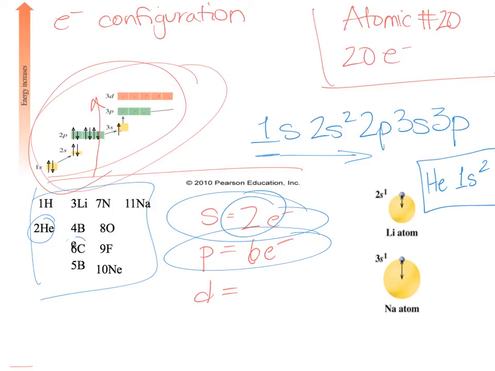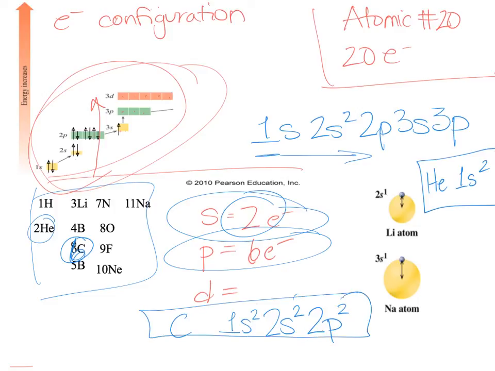What about carbon? Carbon is 1s2. That's filled. 2s2, that's filled, but 2 plus 2, I only have 4 electrons placed, and I needed to place 6. So now I open up the P apartment and I put 2 in there. 2 plus 2 plus 2 is 6. Carbon is atomic number 6, has 6 electrons I needed to place. There's the configuration for carbon.